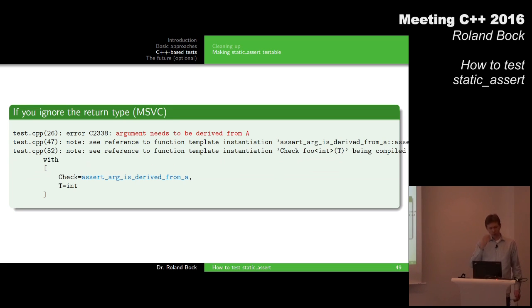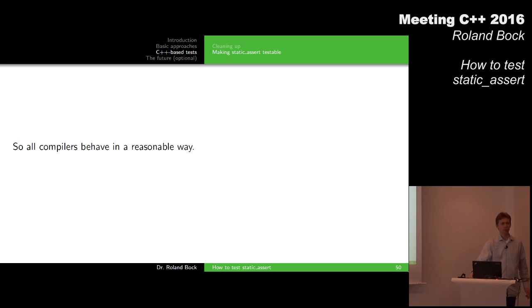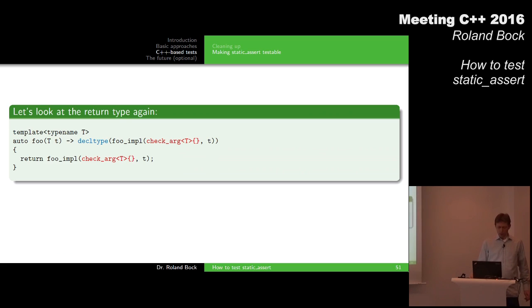And if you ignore the return type and just treat it as a void, then MSVC doesn't have any other chance, and it will also show the static assert. So everything is good, right? All compilers behave in reasonable ways now. And if we look at the return type, we see it's a decltype of something. And if we use decltype, the return type could be this thing that explodes as soon as we touch it.